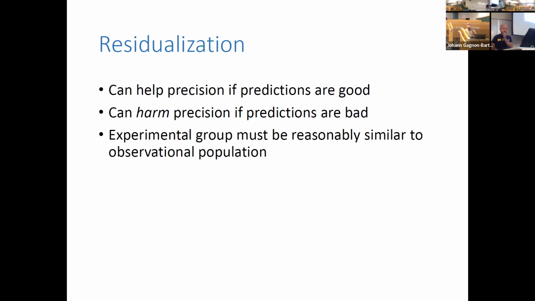To summarize, this approach can help the precision if the predictions are good, but it can harm precision if the predictions are bad. And in practice, what this means is that the experimental group must be reasonably similar to the observational population, so that your model actually extrapolates well to the experiment.